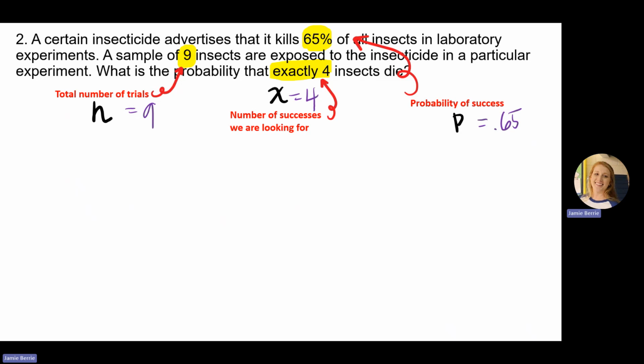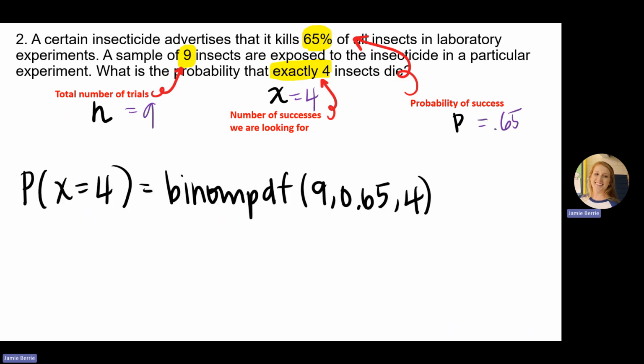All right, again, we see the word exactly. That tells me that this is an equal to problem. I'm looking for the probability that X is equal to 4. That tells me that it's a binomial PDF problem. N is 9, P is 0.65, X is 4.